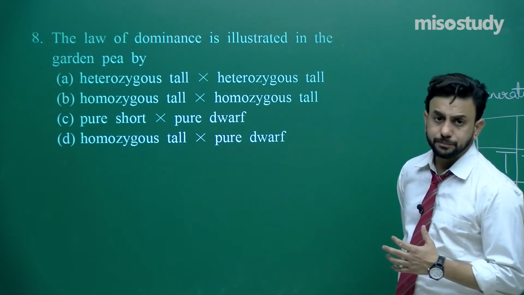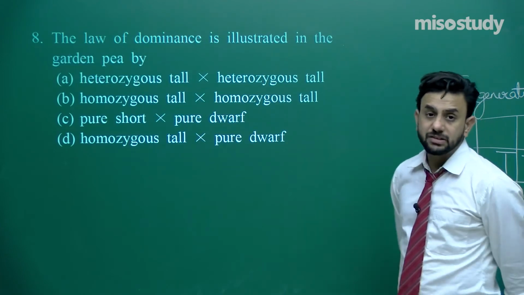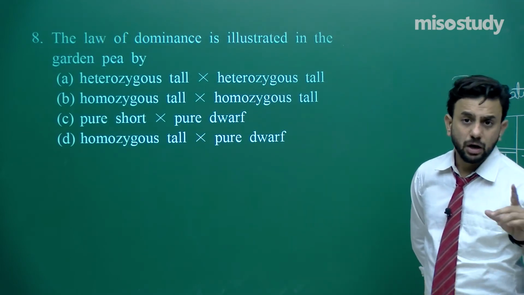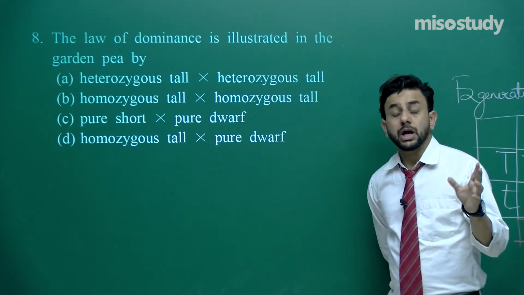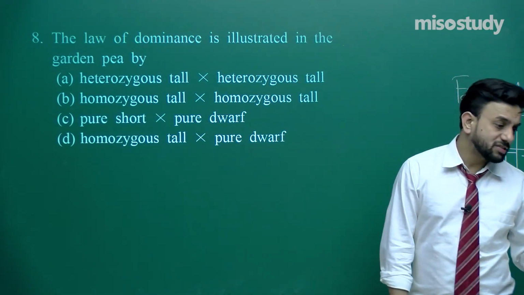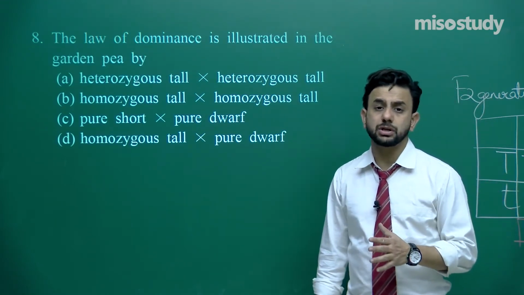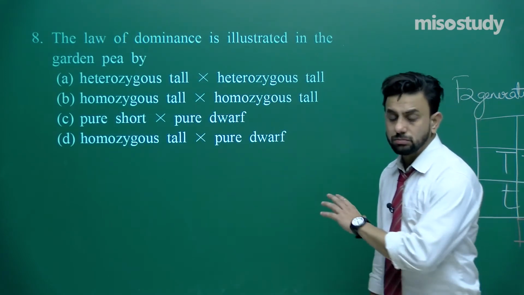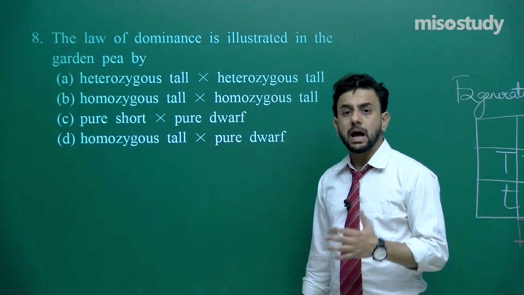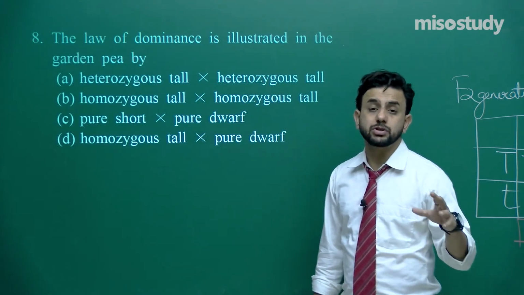So what we see here: Mendel took pure tall pea plants and pure dwarf pea plants, that is capital T and small t. He took pure plants in a monohybrid cross of tallness and crossed them. What he obtained was that all the plants in the F1 generation were tall. None was dwarf, 4:0. Then he self-crossed them and obtained plants in the ratio of 3:1. That is, three were tall and one was dwarf.